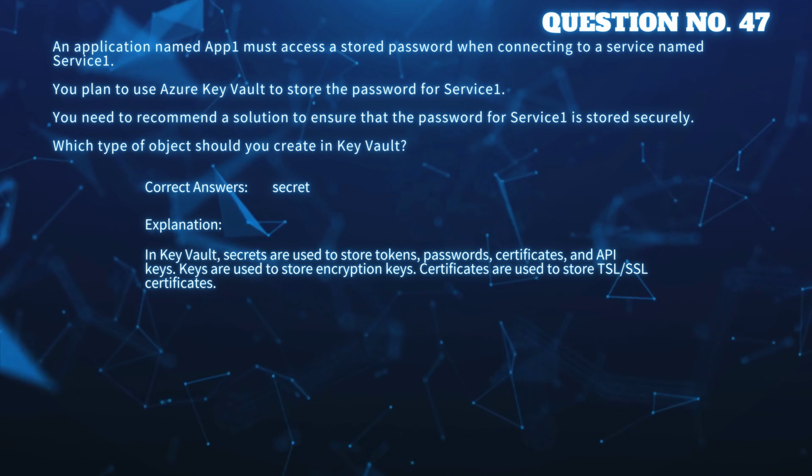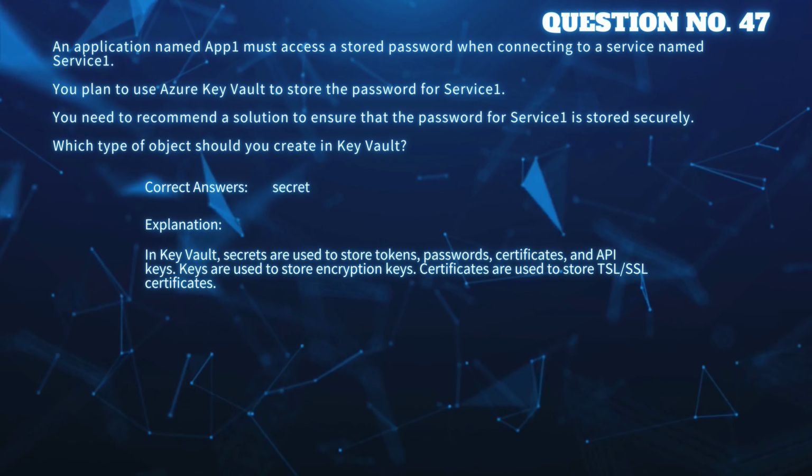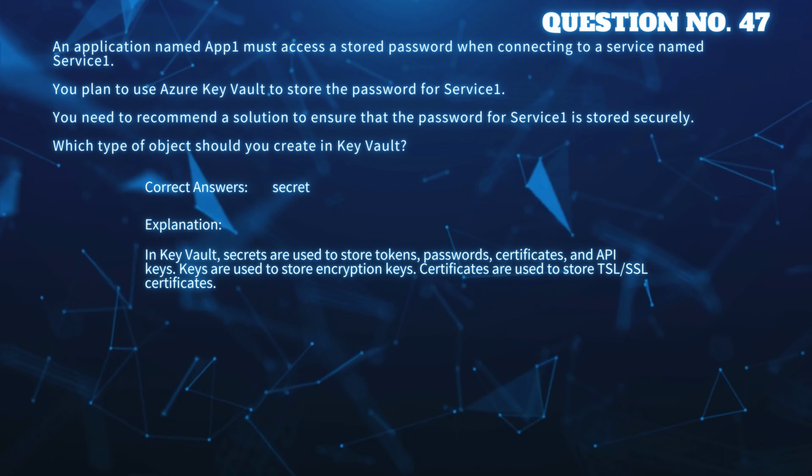Explanation: in Key Vault, secrets are used to store tokens, passwords, certificates, and API keys. Keys are used to store encryption keys. Certificates are used to store TLS/SSL certificates.